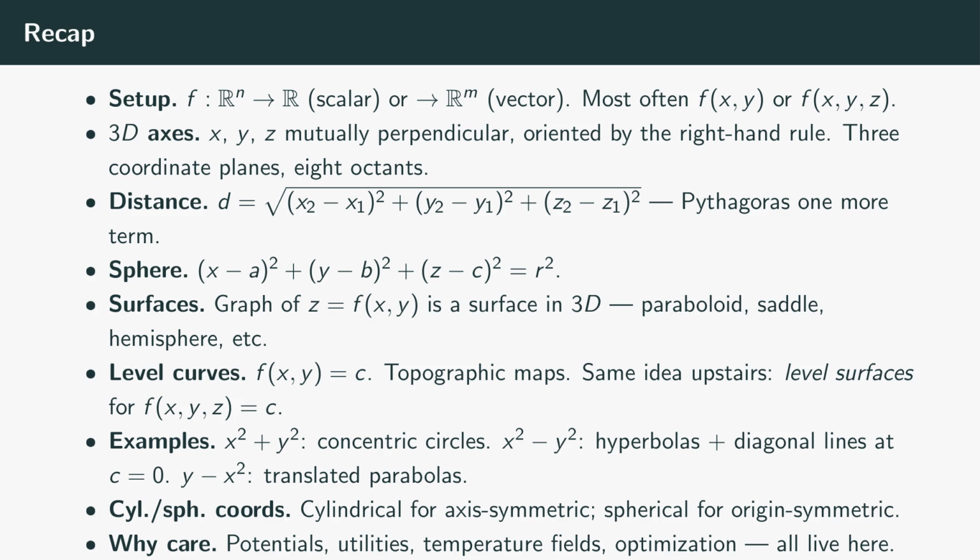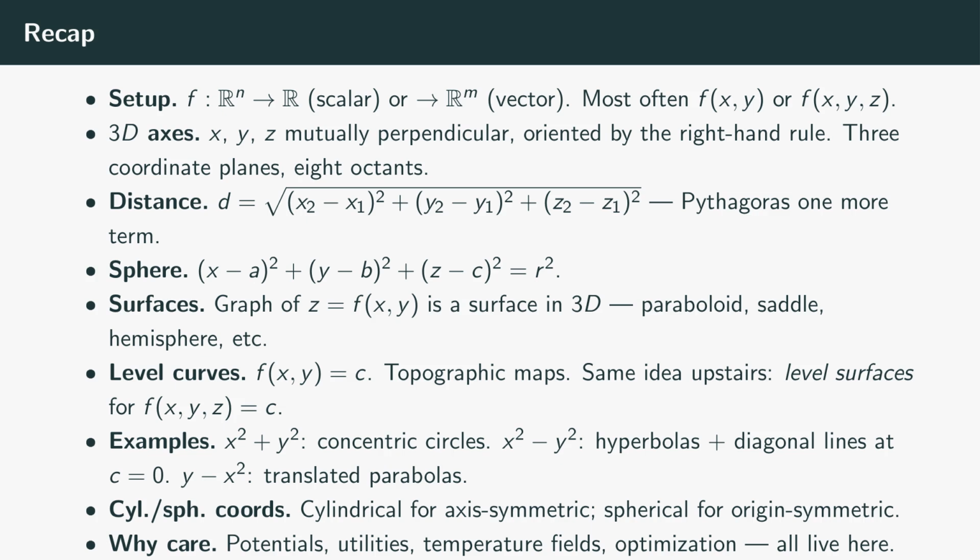Three sketched examples. X squared plus y squared: concentric circles around the origin, radius the square root of c, surface is a paraboloid. X squared minus y squared: hyperbolas opening one way for positive c, the other way for negative c, with diagonal lines y equals plus or minus x at the degenerate level c equals 0, surface is a saddle. Y minus x squared: vertically translated parabolas, surface is a parabolic cylinder.